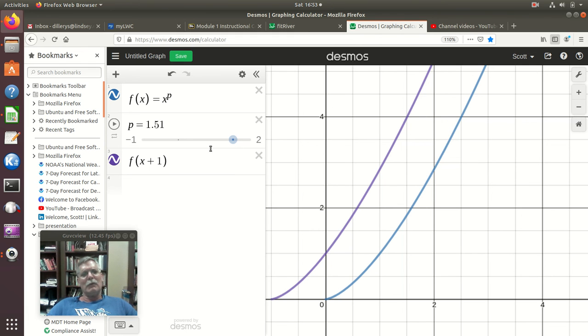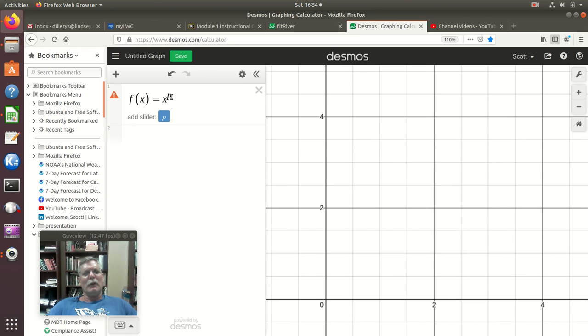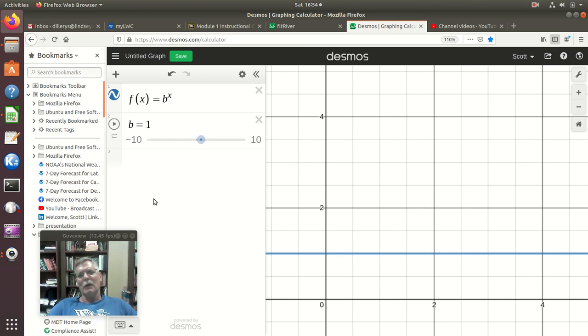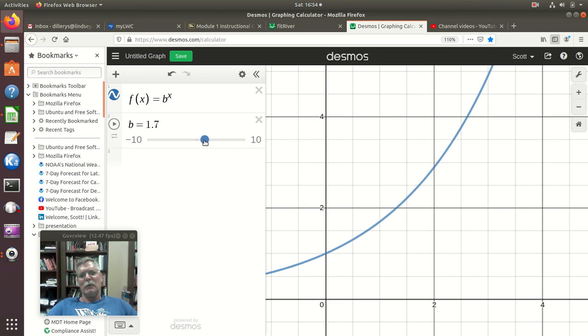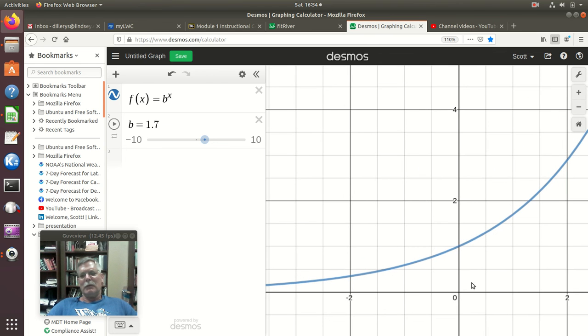Exponential looks similar. It's just the pieces are reversed here. So let me get rid of that. Now normally we would use b to the x. Add a slider for b. And of course if b is 1, well, it's just 1 to the x. I just get the constant 1. Now if b is bigger than 1, what happens? Oh, well, it grows greatly as x is positive, and it diminishes here as x gets more and more negative.